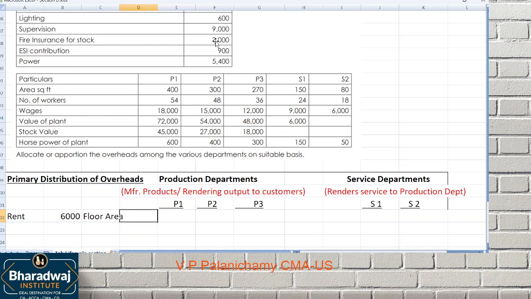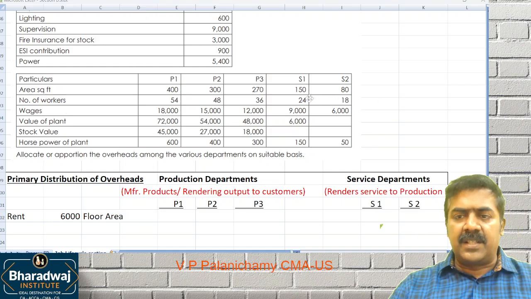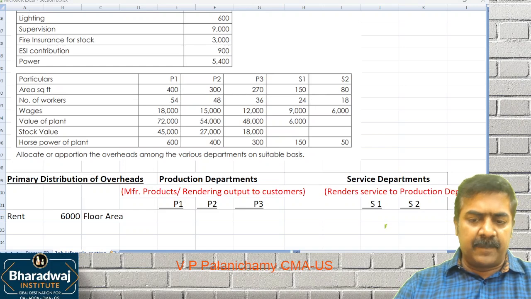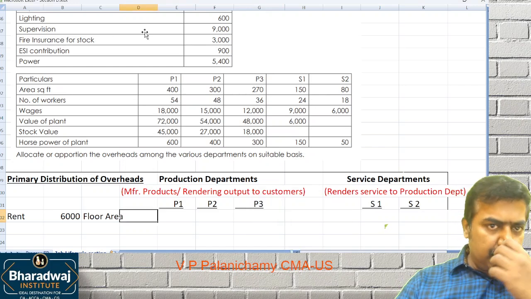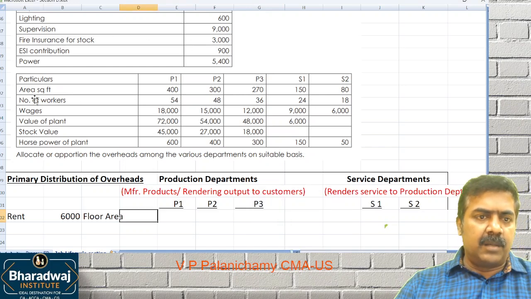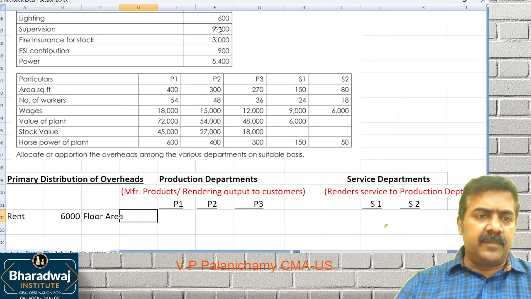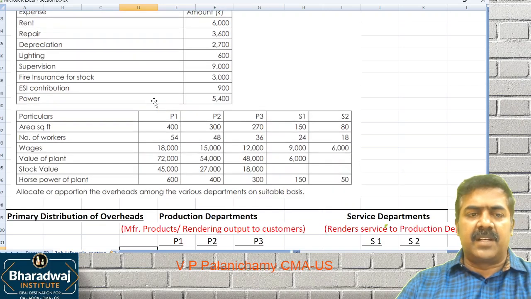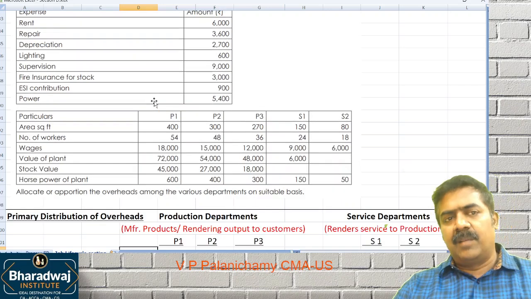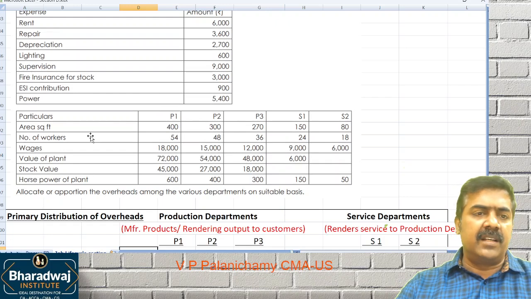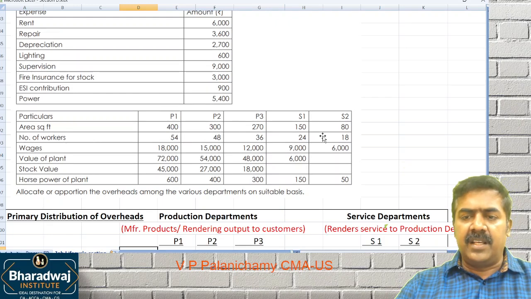Fire insurance on stock depends on which one? Stock value. And ESI contribution based on which one? Wages. Normally, employer pays as a percentage of wages. Then supervision can be based on number of workers. Lighting, check whether light points, AC points are available. No, that is not available. Then it can be allocated based on area.